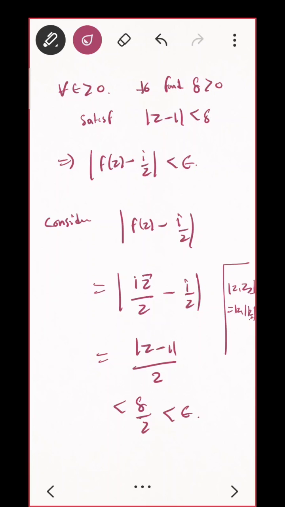Epsilon was given to us, correct? We need to find delta. So now I am having delta. What is the condition on my delta? Delta must be less than 2 epsilon.